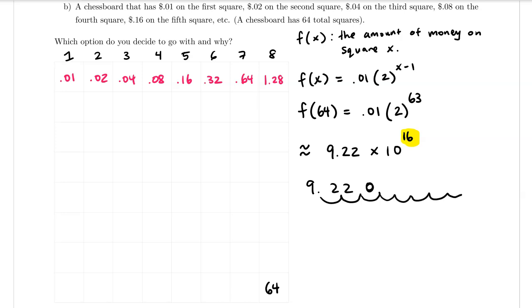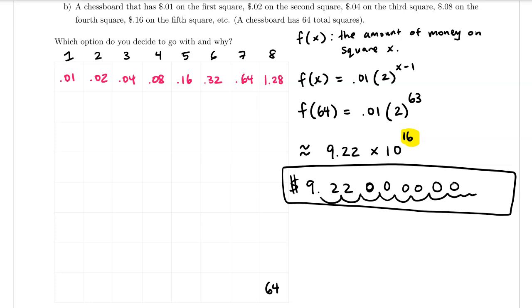So if I move this over 16 times, that would give us the number that would be on the 64th square. Now, as you can see, I haven't even moved over to the right 16 decimal places, and this is already a number that's much larger than $1 million. And this amount of money, this long number, is just the amount of money that would be on the 64th square. So remember, you're taking that entire chessboard home with all of the money on it. So the fact that just the 64th square alone has that much money on it, it would be silly not to take option B instead of the lump sum of the $1 million.